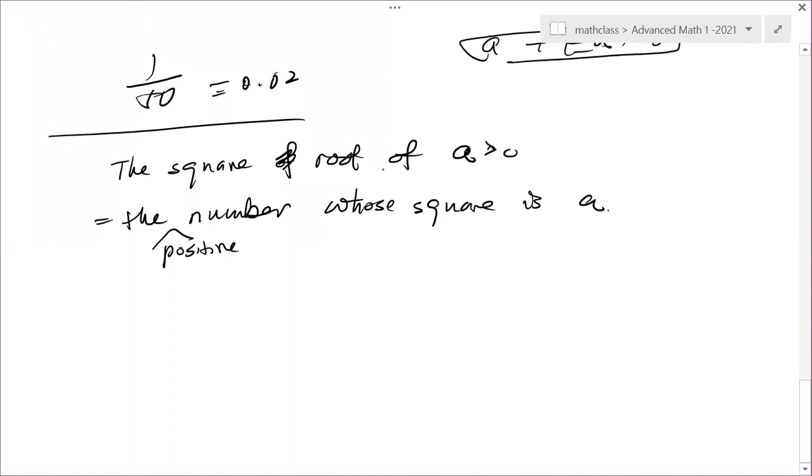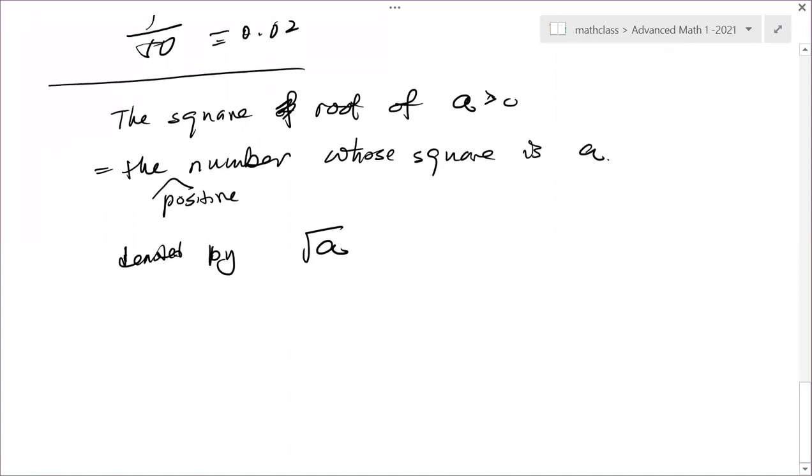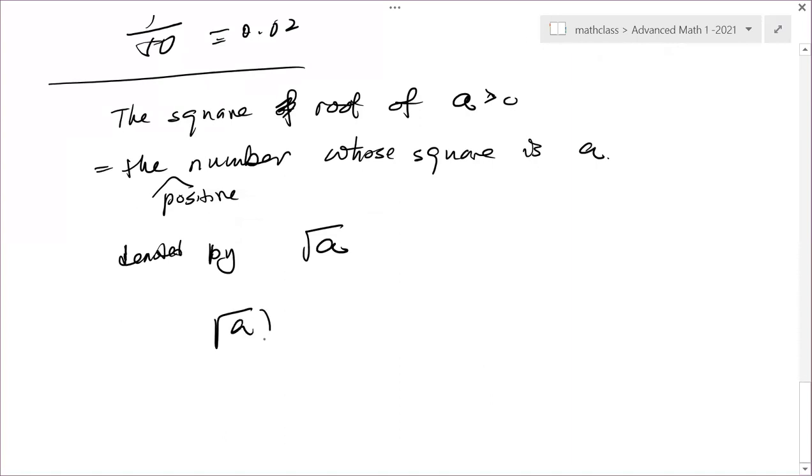Same story here. If you give a, what is the square root of a? The square root of a is going to be the number whose square is going to be a. So that is the number denoted by square root of a. That is a unique number. When you square it, it's going to be a.